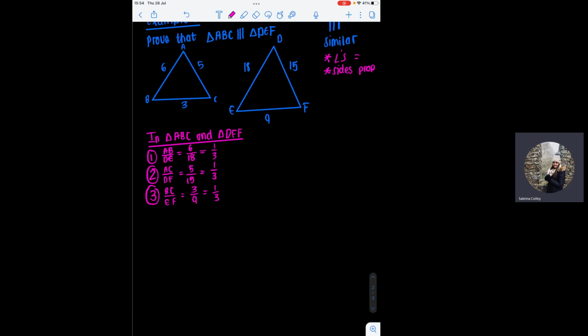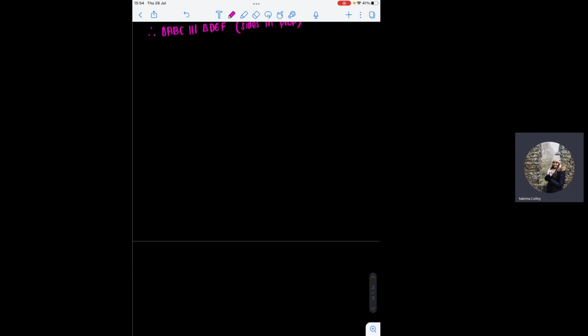So here I've got that all three corresponding sides are in proportion. They've got the same ratio. So then I can say, therefore, triangle ABC is similar to triangle DEF. Okay, and my reason, I always give a reason here. My reason would be sides in proportion. Okay, so that's the first example that I'm going to do. Let's do another one.